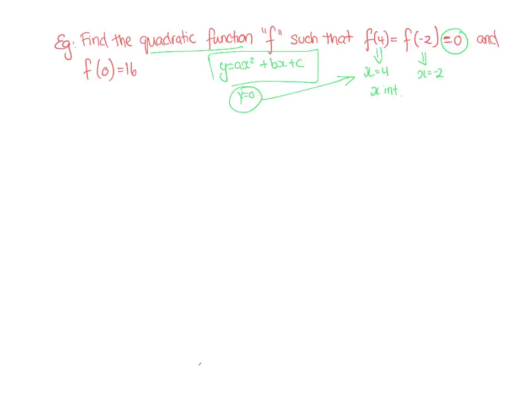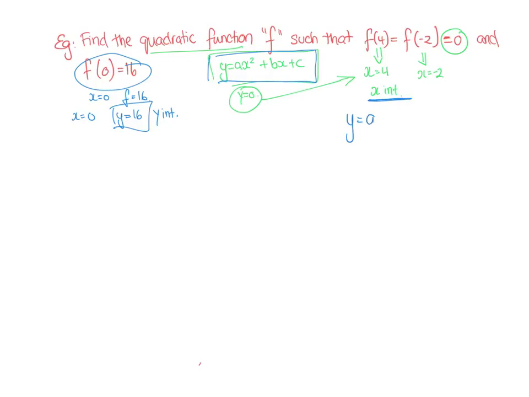Okay? So there's a couple of ways we could do it. But we've also got this piece of information here: when x equals 0, the function equals 16. That's like saying when x equals 0, y is 16, so this is the y-intercept. Okay, so we need to write the function. We have the basic formula up here, but because I've got the intercepts, I might try the intercept method.